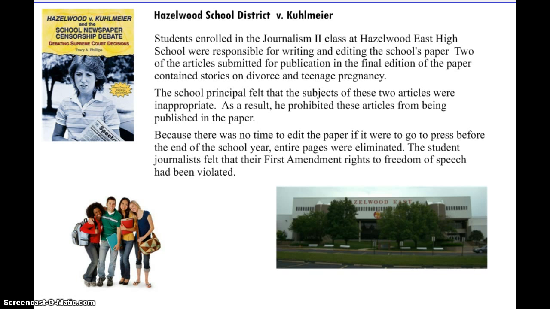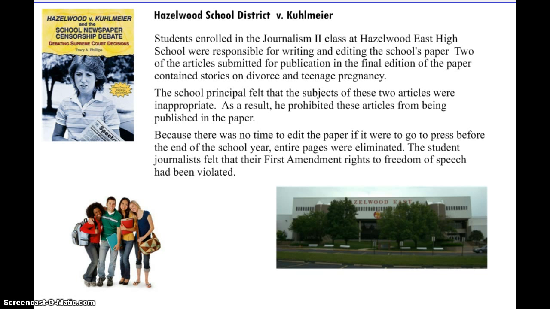The Hazelwood School District had a newspaper. Most high schools do. And students enrolled in the journalism class were responsible for writing and editing the school's paper. Two of the articles that they wrote had to do with divorce and teenage pregnancy. The school principal, he always read the paper before it went out, and he said that these articles were inappropriate. And he basically yanked them from the paper, said you can't put that in the school newspaper.